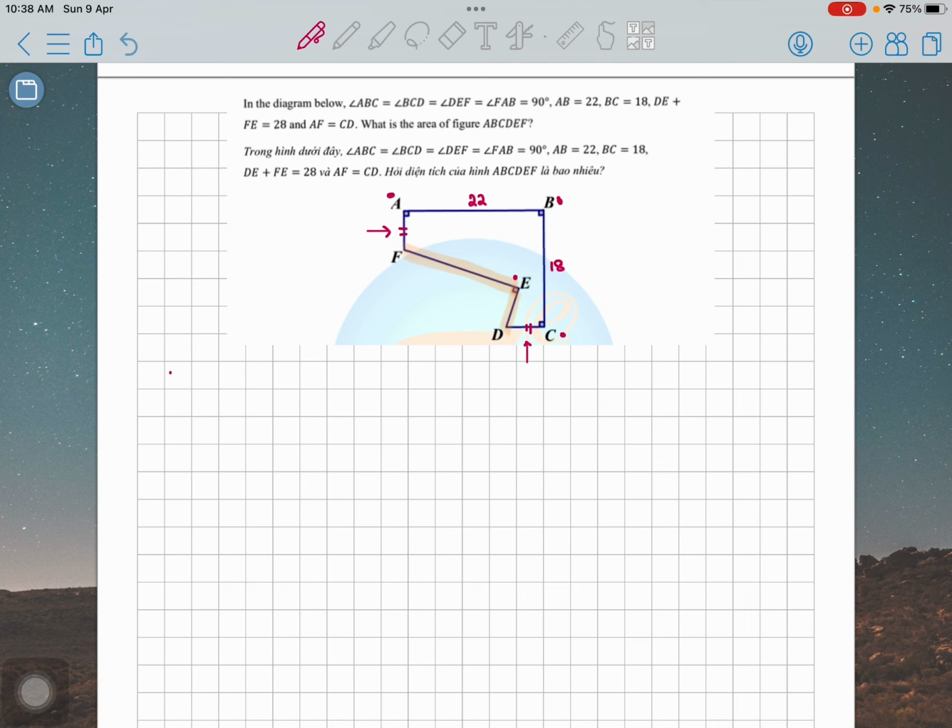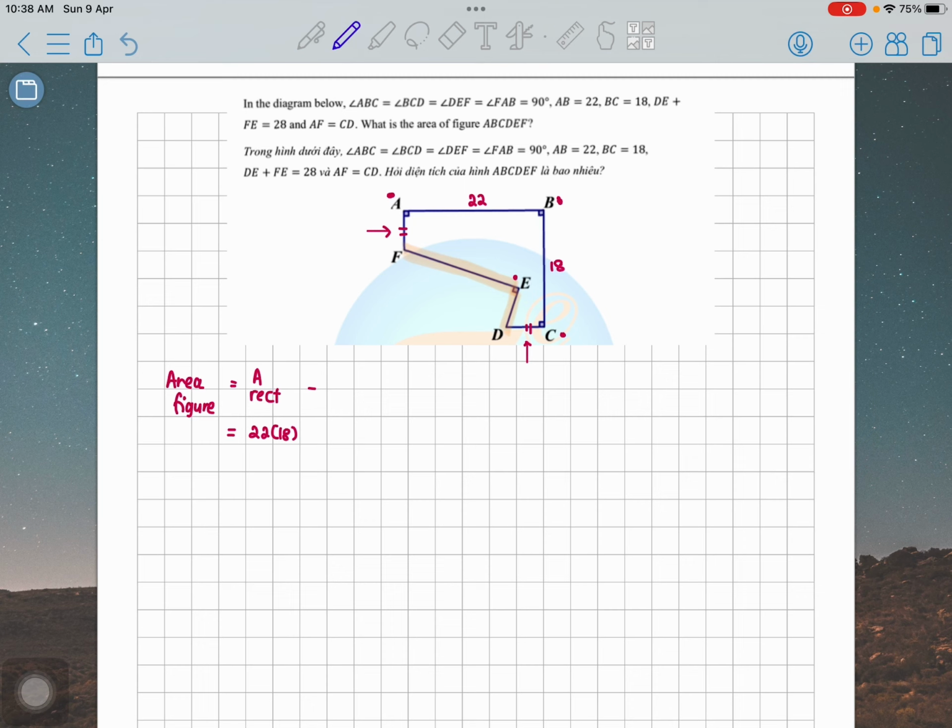So let's begin with the thought process. If I want to find the area of the figure, then I will take the area of the whole rectangle, which is quite easy for you. You're going to do 22 times 18, and then you will minus off the unwanted region. What is the unwanted region?